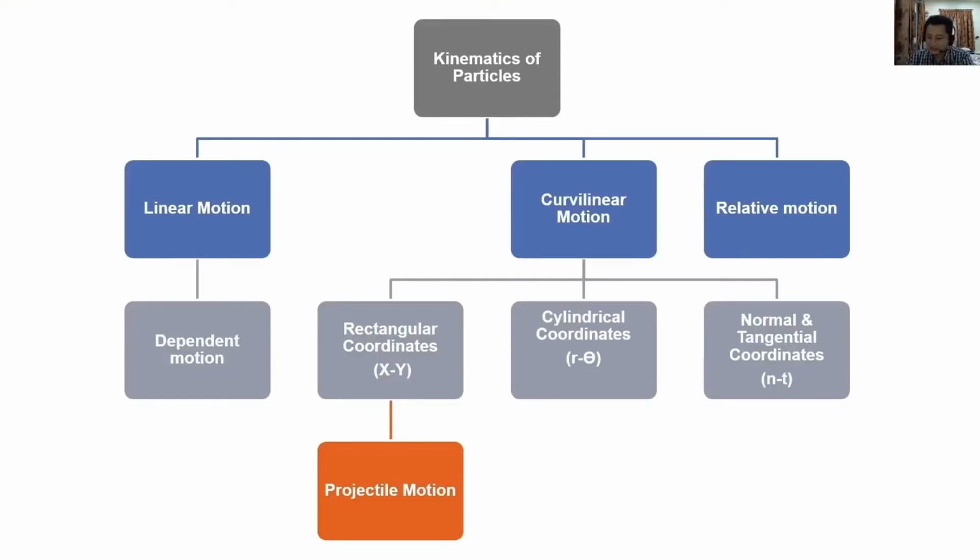Under kinematics, there are a lot of types of motion. We'll be learning linear motion, which is motion in a straight line, curvilinear motion, and also relative motion. Under this, there are a lot of coordinate systems, but the only thing that we'll be covering is the XY coordinate system. Most likely we will not be covering the others. Only the XY coordinate system.